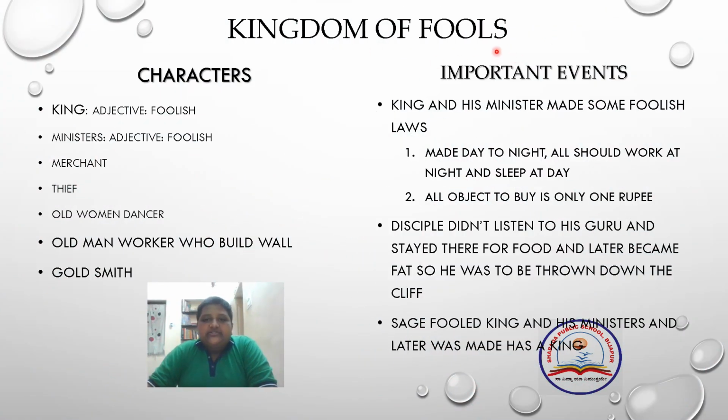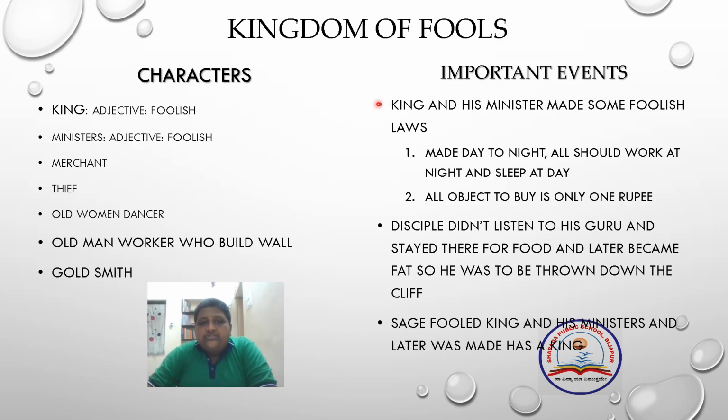Kingdom of Fools. Every story has some characters. This story also has some important characters. They are the king, minister, merchant, and a thief, and the old woman dancer, the old man worker who built the wall, and the goldsmith. The king and the ministers were foolish.